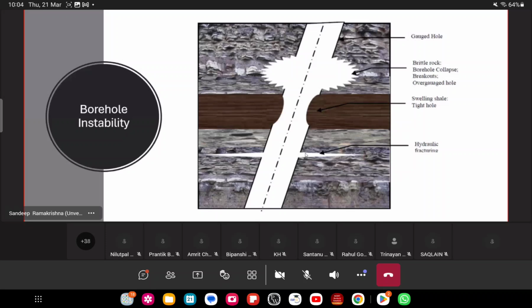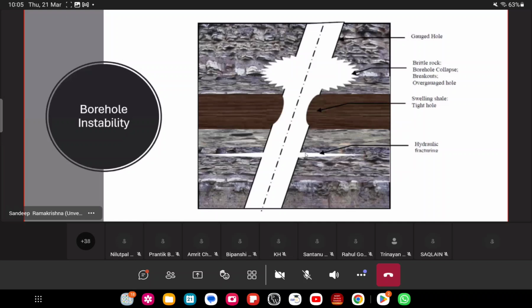In shales, sometimes if you have a swelling shale, that means a shale that is drinking mud and getting hydrated, then you start seeing this kind of a scenario where a swelling shale could reduce the size of the wellbore, and you start seeing a tight hole, which eventually could lead to pipe getting stuck.